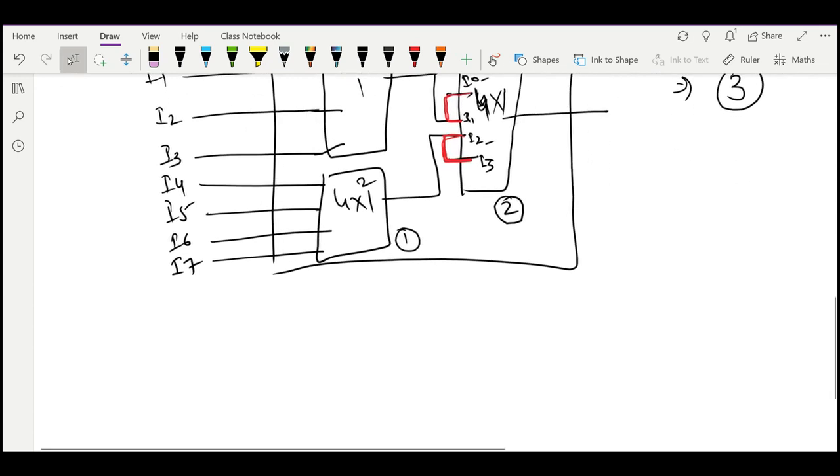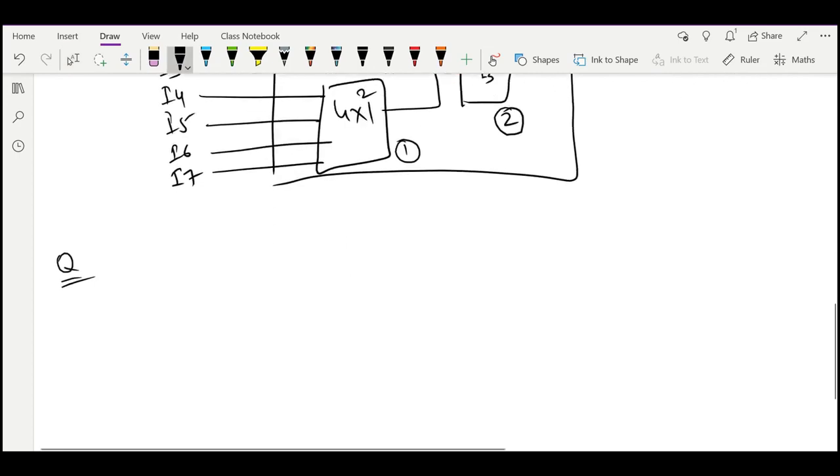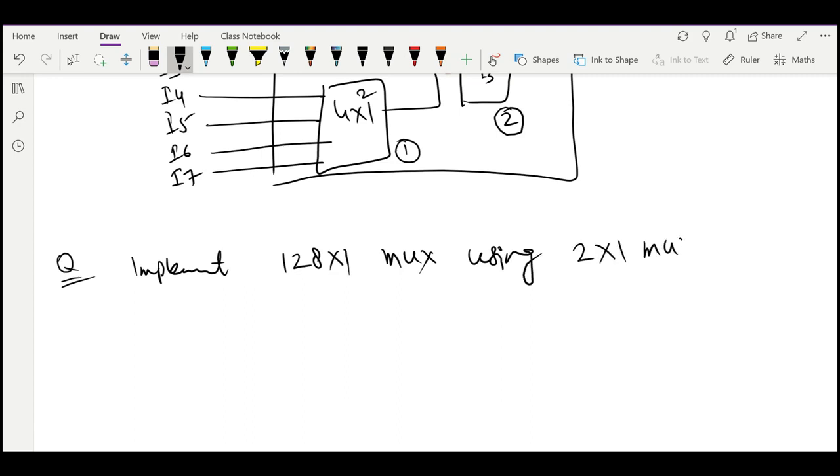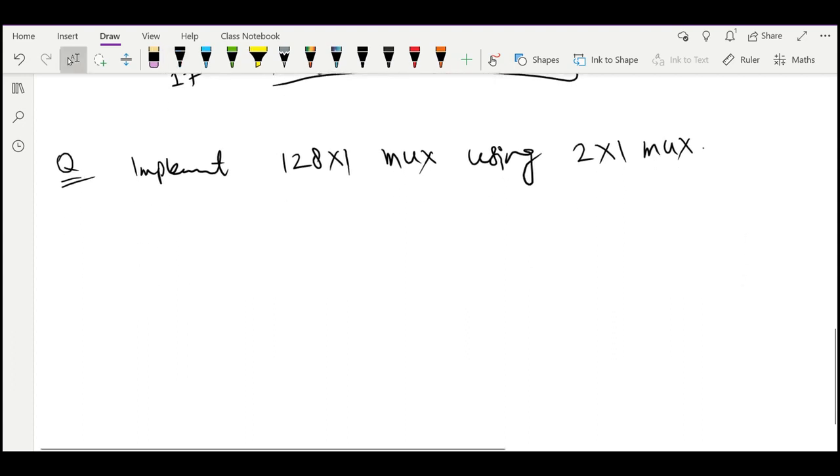Now if we draw the diagram for a larger multiplexer, for example the question is to implement a 128 into 1 multiplexer using 2 into 1 multiplexers. It is very complex and difficult to design the diagram for it, and given the time constraint, it will consume more time also. So what we have is a direct formula for it. I can derive the formula also, but I would suggest you just learn that formula and use it.